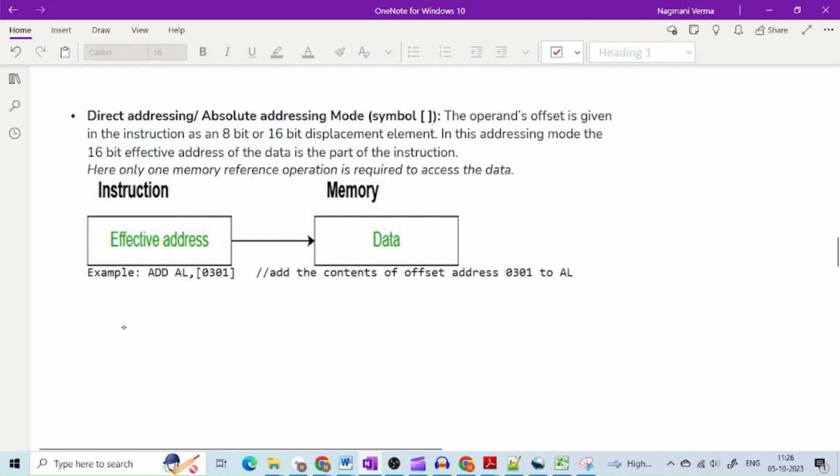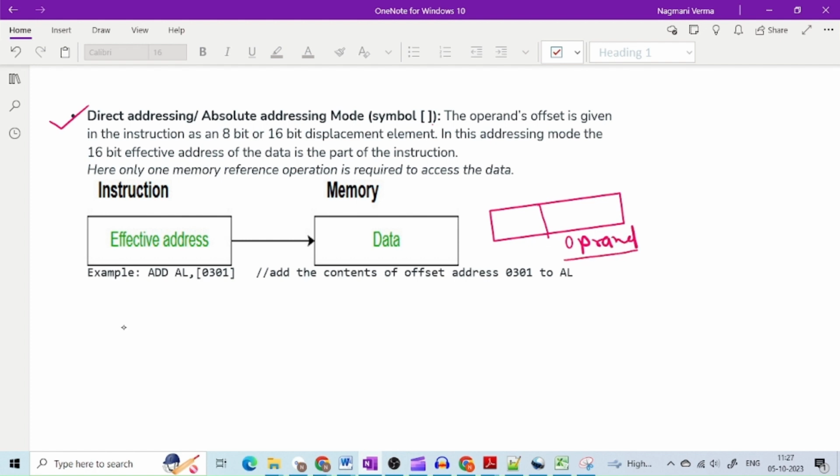Let's go to the next addressing mode, that is the direct addressing mode. Direct addressing mode is also called the absolute addressing mode. So what will happen in the instruction, this is the operand. In the instruction itself, we will give the address, the effective address. So whatever the value is here, for example 0 1 something, or maybe some location, this will be the effective address.